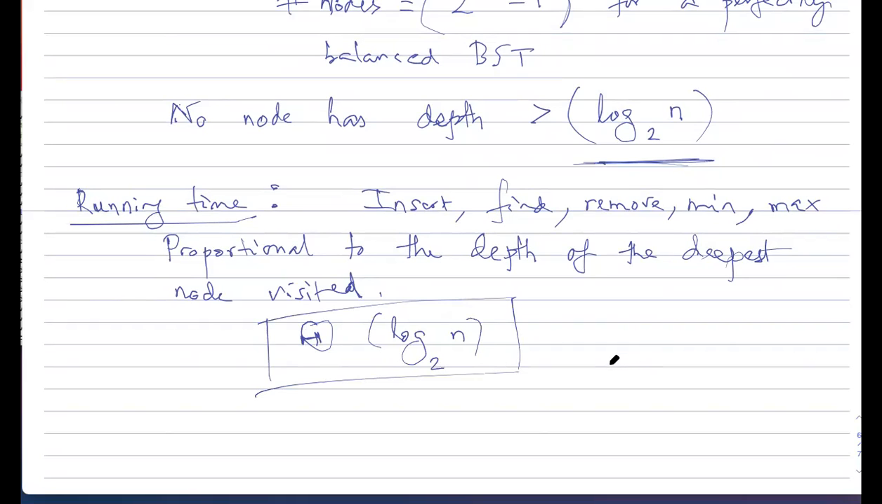But log of n for what? Log of n for a perfectly balanced binary search tree. Is it really true for a binary search tree?